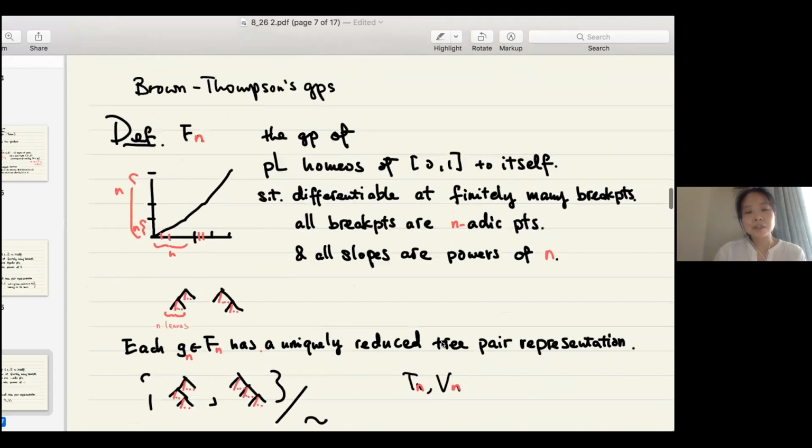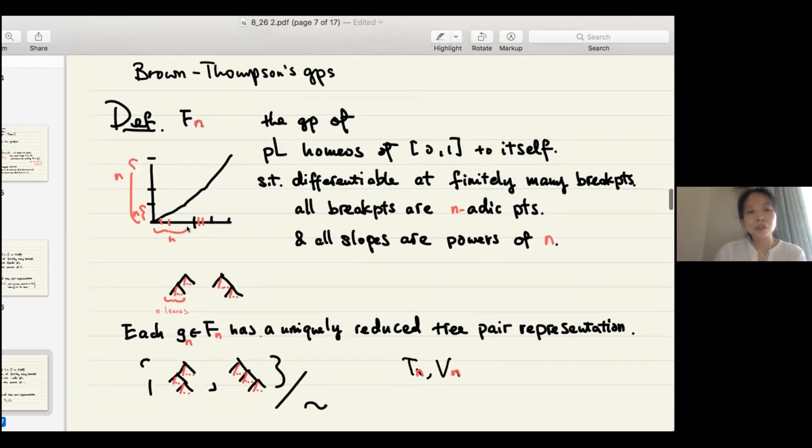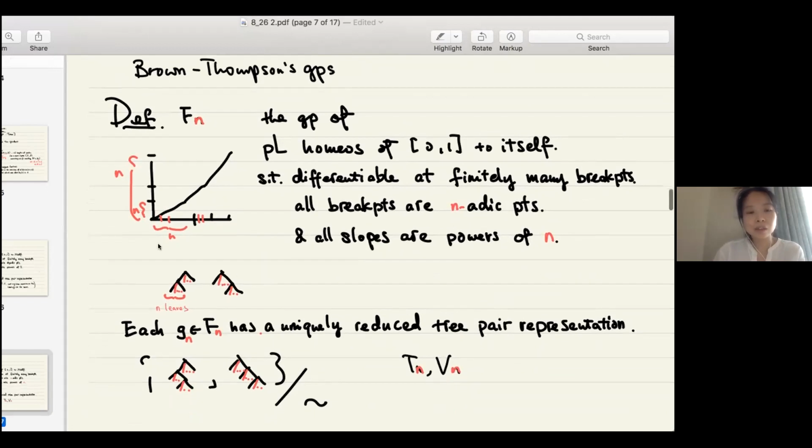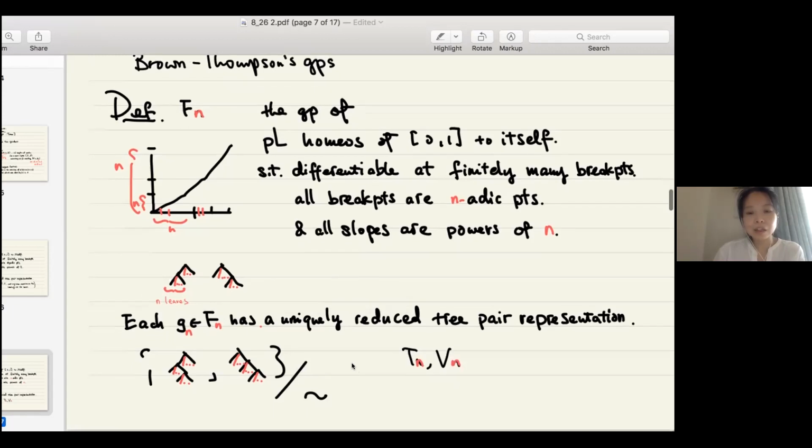Now we generalize this to the Brown-Thompson groups. Here we're only changing the dyadic rationals to n-adic rationals as the breakpoints. And then using the tree pair representation, we have two n-ary trees with the same number of leaves to represent an element in the Brown-Thompson group. These also follow for the T version, and the V version also follows.